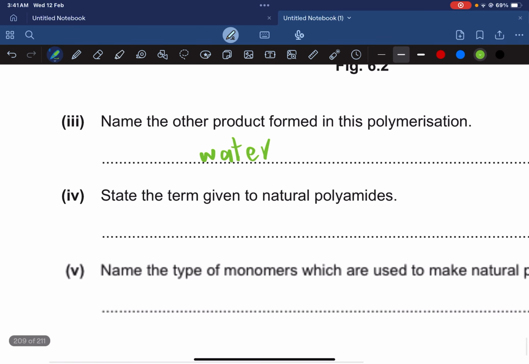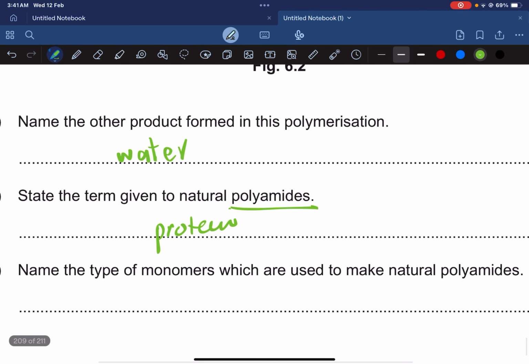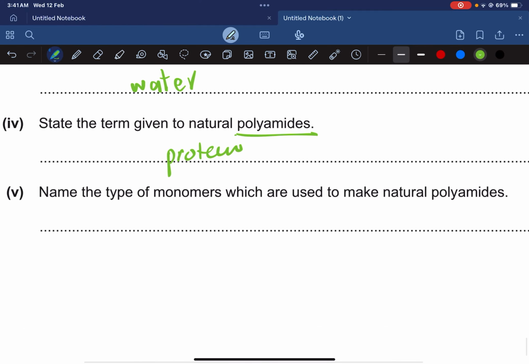State the term given to natural polyamides. Remember that proteins are natural polyamides. Name the type of monomers which are used to make natural polyamides. We make proteins from amino acids. They are the monomers of protein.